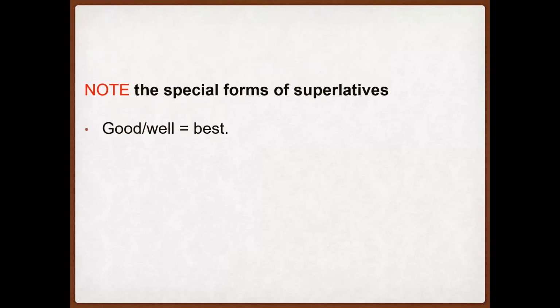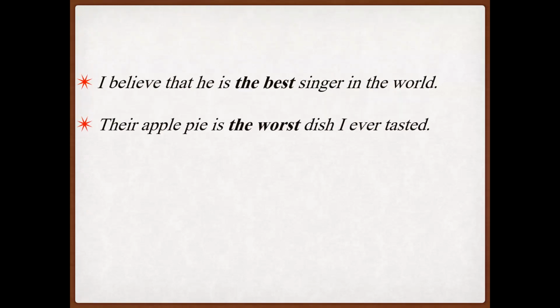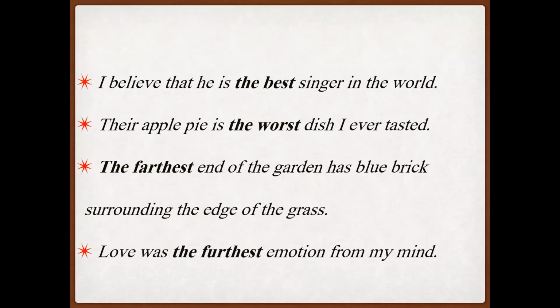We also have special forms of superlatives. Good, well is best. Bad, badly is worst. Far is either furthest or farthest. Examples: I believe that he is the best singer in the world. Their apple pie is the worst dish I ever tasted. The farthest end of the garden has blue brick surrounding the edge of the grass. Love was the furthest emotion from my mind.